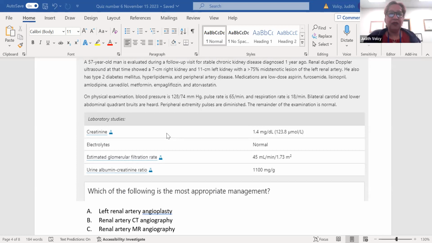And when you're looking at the ultrasound, what shows is that there's two different sized kidneys.